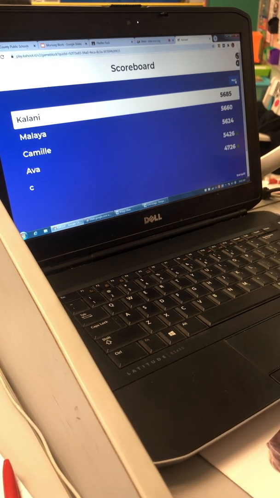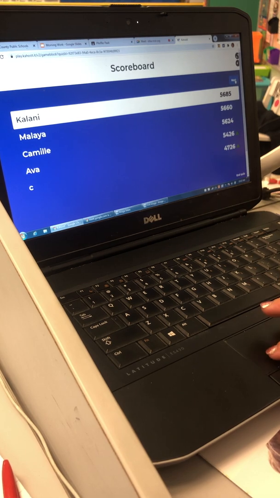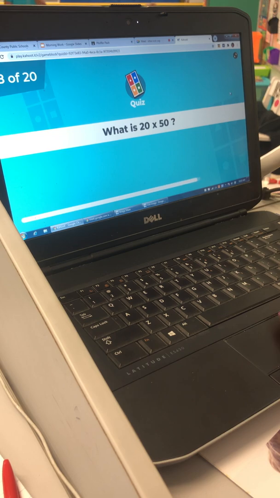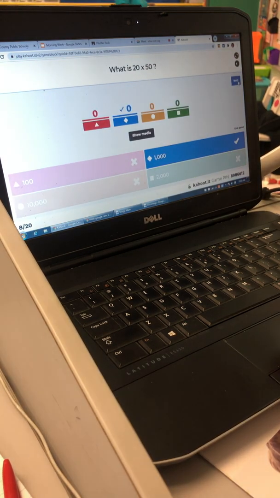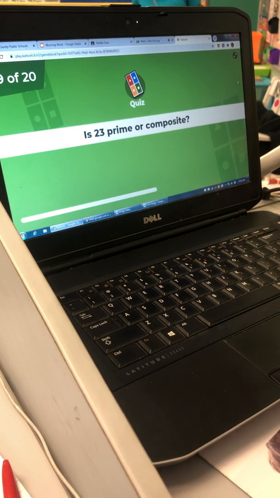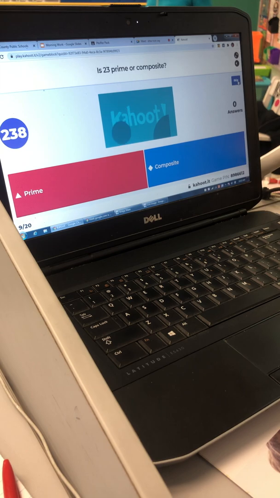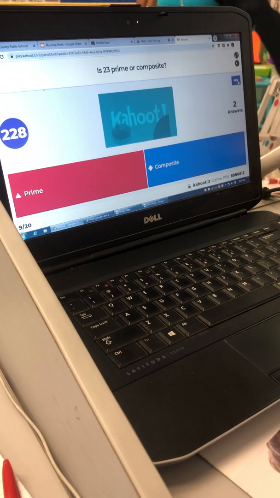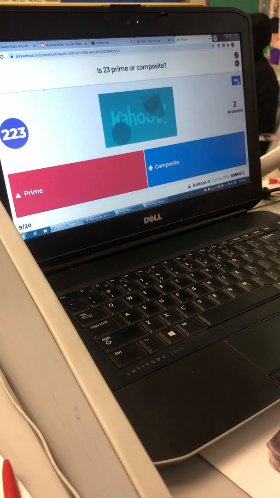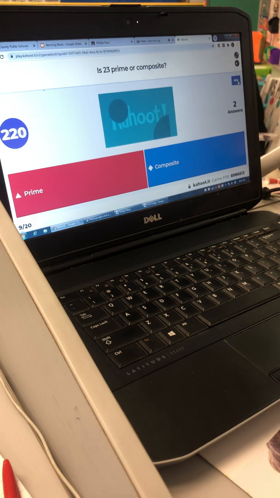Kalani's still. All right. I'm gonna skip this one. Hold on. All right, is 23 prime or composite? Is 23 prime or composite? Remember, to figure out if it's prime or composite, you do the factors. Is 23 prime or composite?